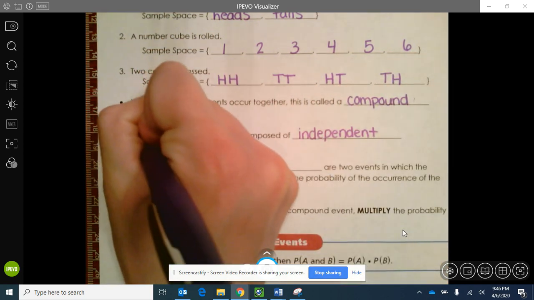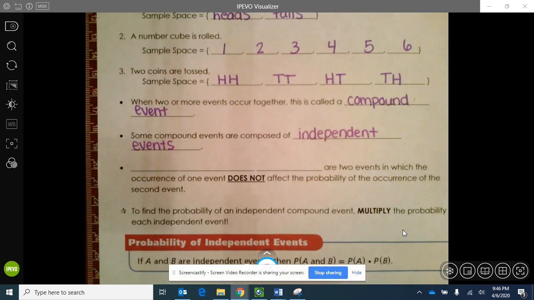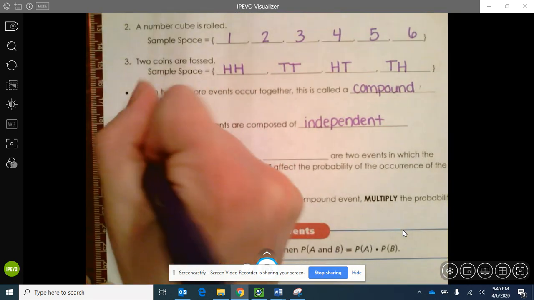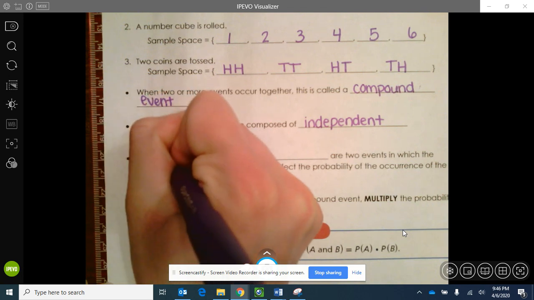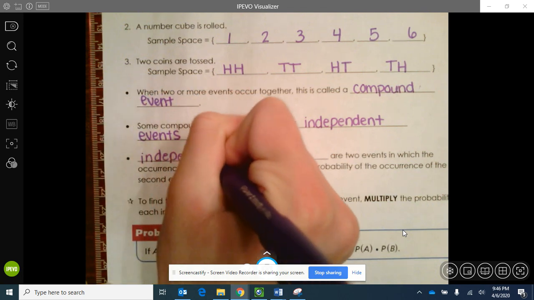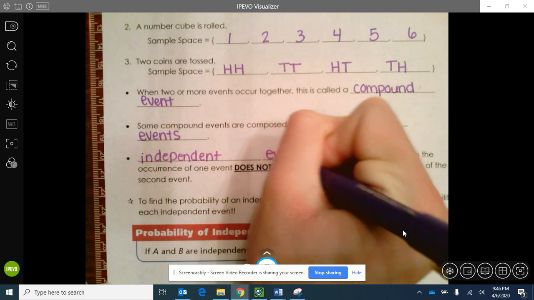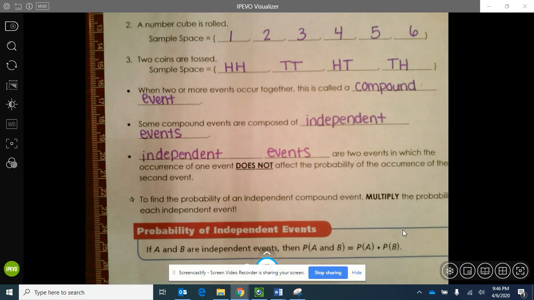events. Now think about what that word independent means. Independent means you can stand alone. You're not affected by anything or anyone. Okay, so independent events are two events in which the occurrence of the first event does not affect the probability of the second event. Okay, so that first event has no effect on the probability of the second event.